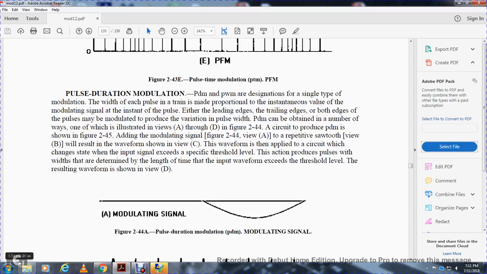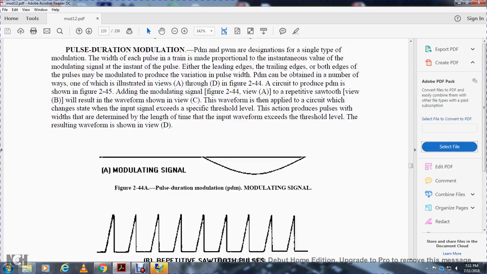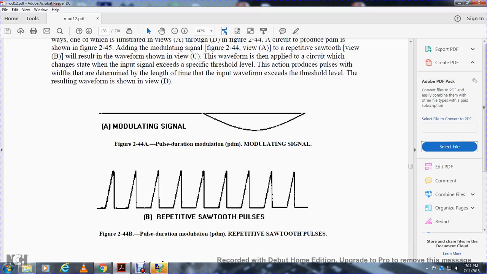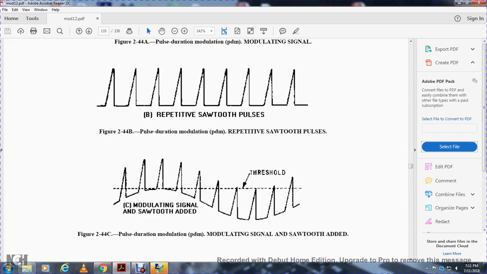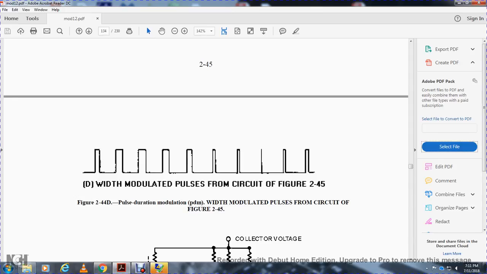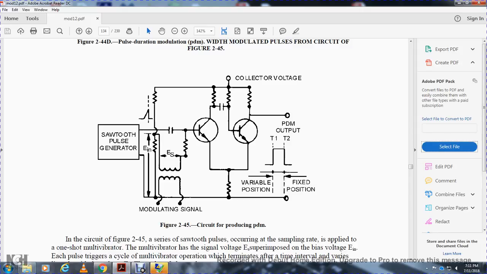Figure 244A shows the pulse duration modulating signal. 244B shows the repetitive sawtooth pulses. 244C shows the modulating signal and the sawtooth added. 244D shows the width of the modulated pulse from the circuit shown in figure 245. Figure 245 shows the circuit for producing pulse duration modulation.